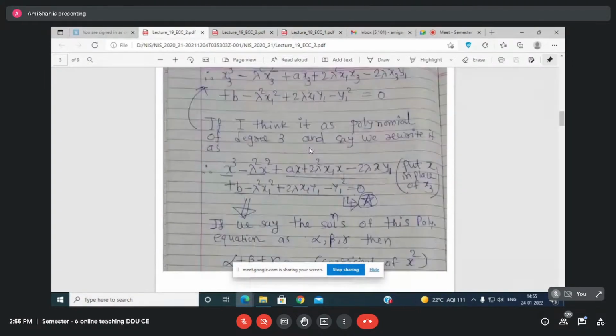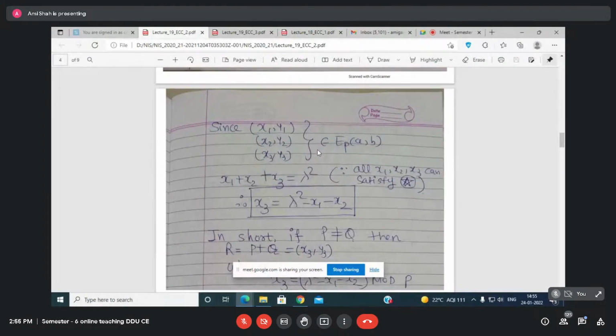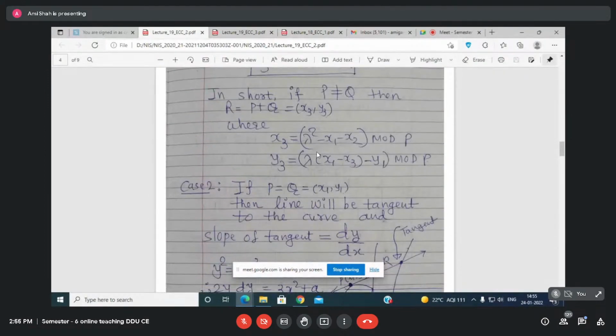Now you have to remember this equation because next I will explain an example in which this equation will be very useful. If p is not equal to q, meaning the x coordinates and y coordinates are different, and you are performing the addition operation on these 2 points, then you have to remember this formula. What is x3? X3 is calculated using lambda square minus x1 minus x2 mod p. And how to get y3? Y3 equals lambda times x1 minus x3 minus y1 mod p.